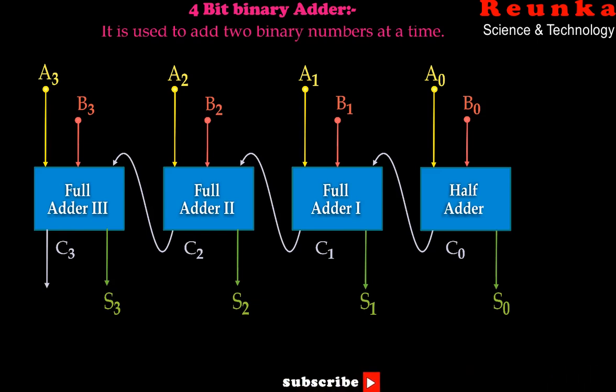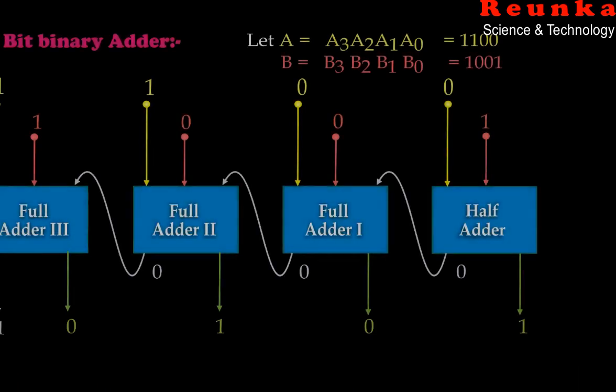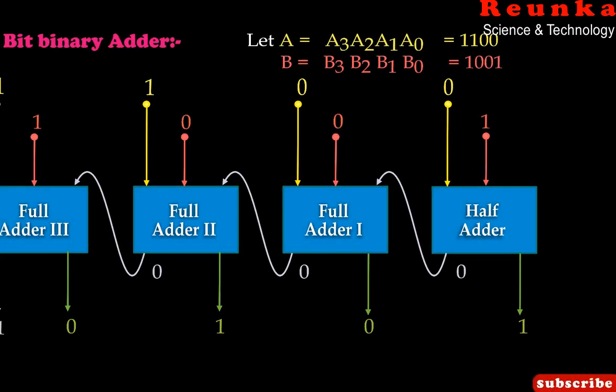This circuit can be explained on the basis of an example. Let us see, if A bits A3, A2, A1, A0 are 1100 and B bits B3, B2, B1, B0 are 1001, these bits are to be added. So here the A data will be 1100 and the B data will be 1001. Starting from the LSB, there is a half adder. So 0 plus 1, it will show 1 as the sum and 0 will be carry. This carry is added to the next LSB.